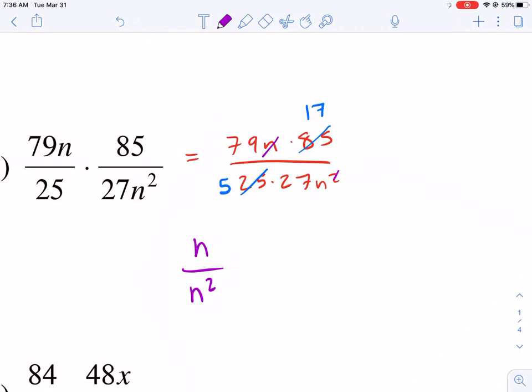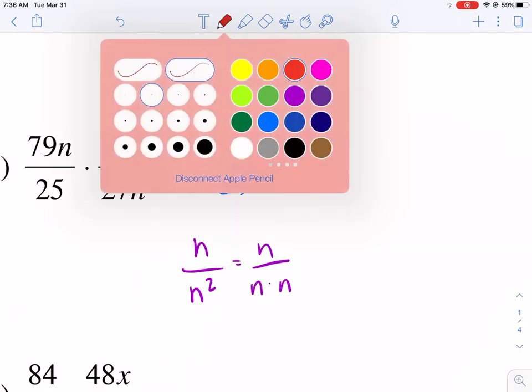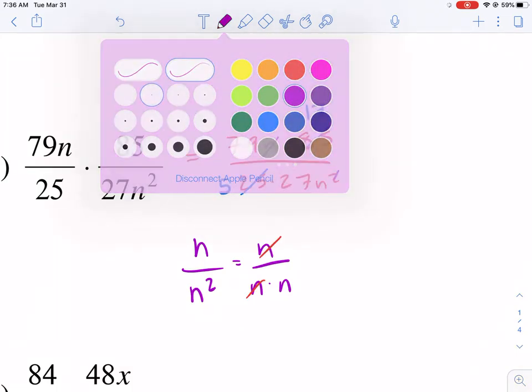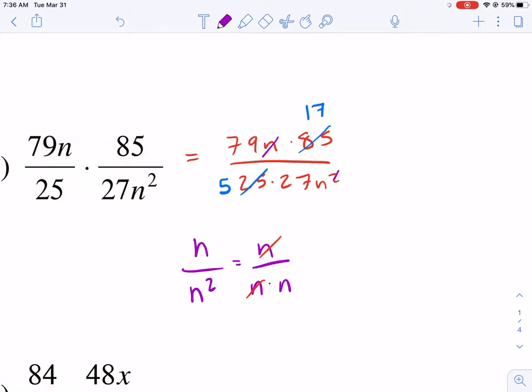If we have n over n squared, that's the same thing as n over n times n. So we could cancel one of the n's in the top with one of the n's in the bottom, leaving us just one n in the bottom. So I'm going to cross this 2 out, because that 2 went to a 1, and n to the first is just n, and the n in the top gets removed. So now we just have 79 and 27.